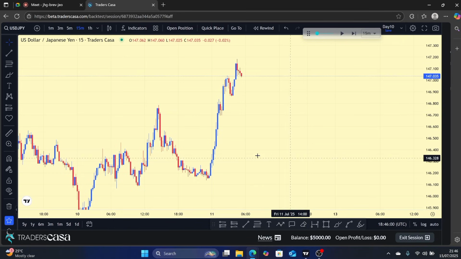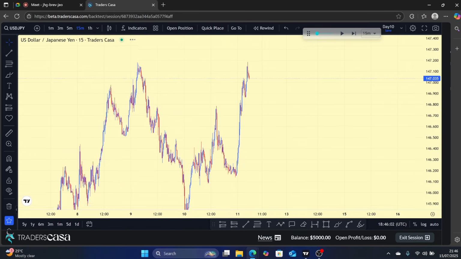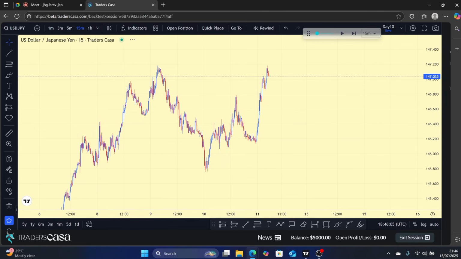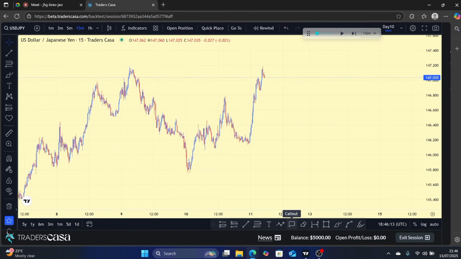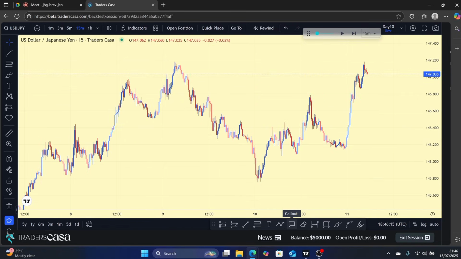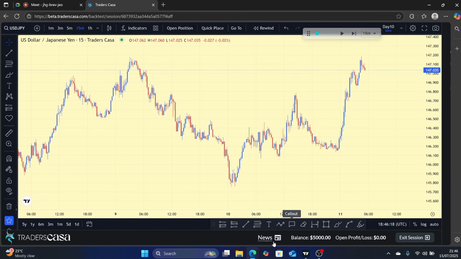All right, so exactly right here. I want to believe that you guys are good with market structure, so I will not be going all the way through that. You can clearly see right here. Let me zoom so that we can see what's happening here.